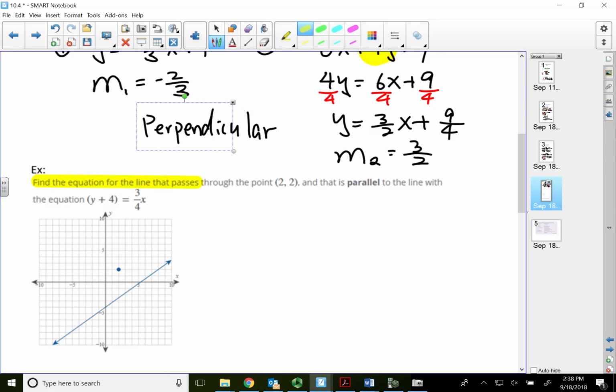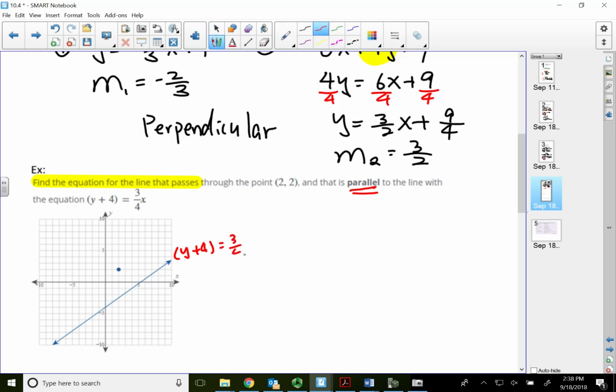Okay, that's what we're trying to do. The line will pass through this point, (2, 2), which is right here on the graph. And this line that I'm going to find, which you don't see right here, it's actually right here, we just haven't drawn it yet, is going to be parallel with the given line, which is right here. And the equation for the given line is y plus 4 equals 3 over 4 x.